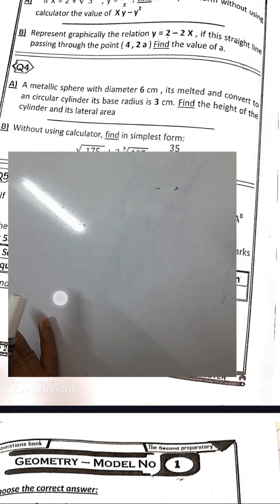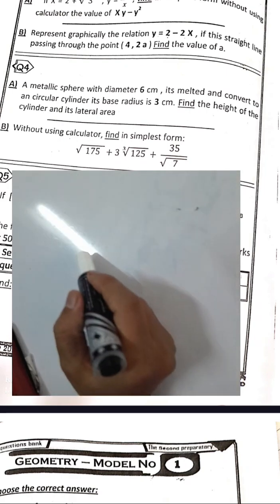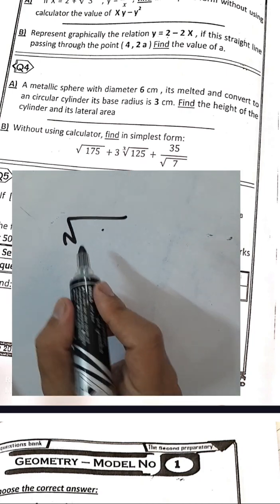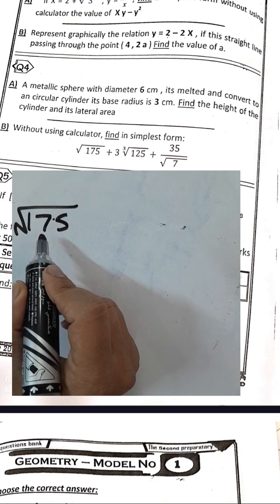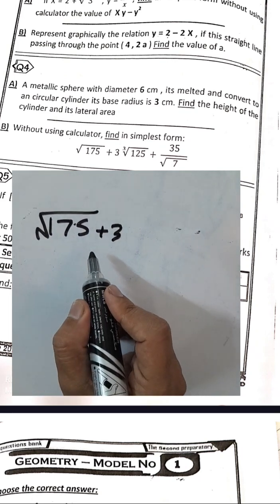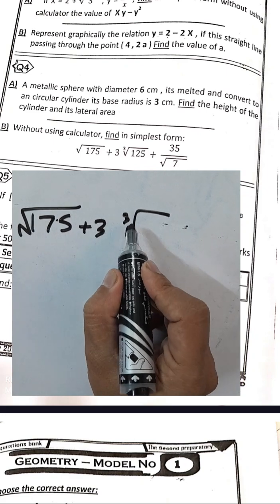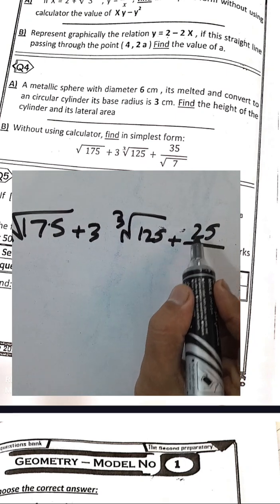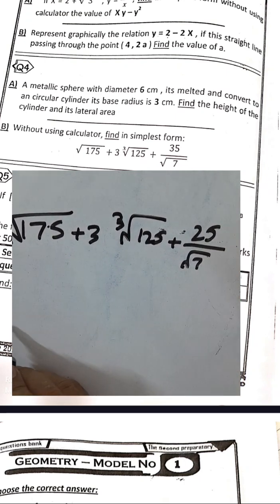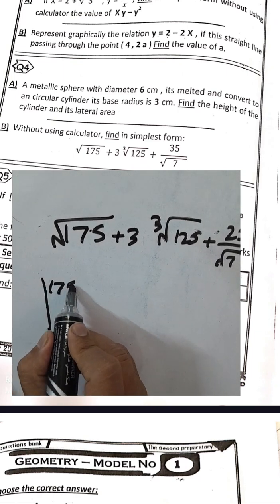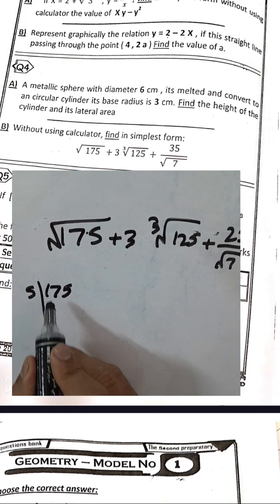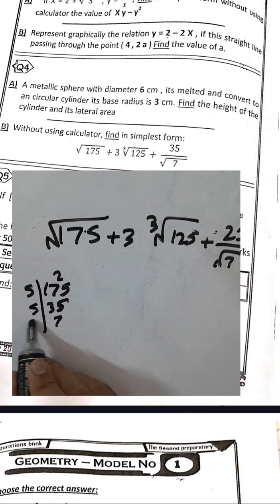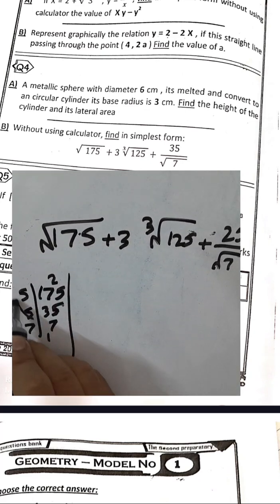Next question, letter B. Without using a calculator, find the result in the simplest form. Number 1: the square root of 175 plus 3 times the cubic root of 125 plus 25 over root 7. We can use the factorization of 175: divided by 5 gives 35, divided by 5 gives 7, 7 divided by 7 equals 1. Then you can choose 2 equal digits here.